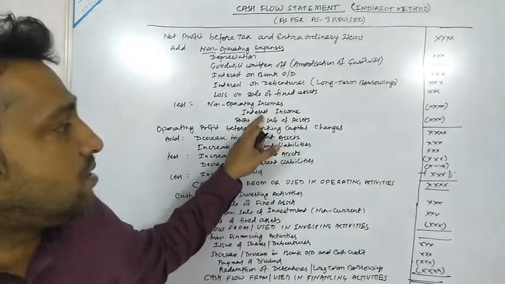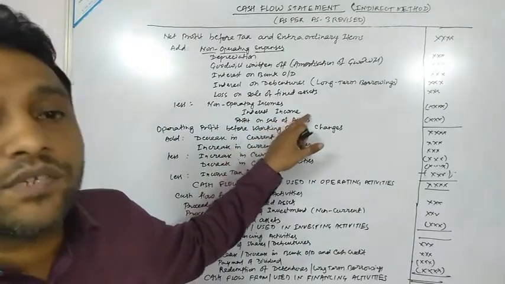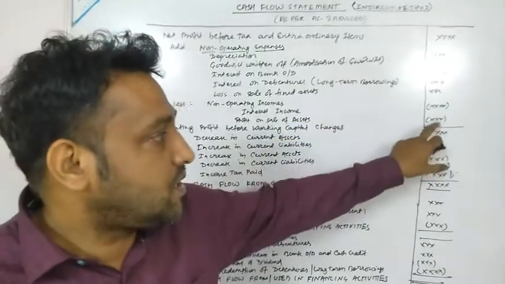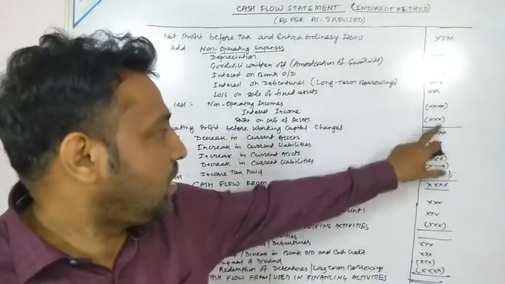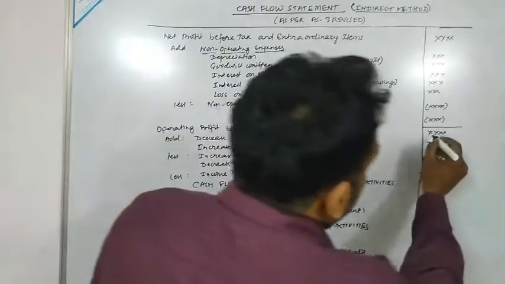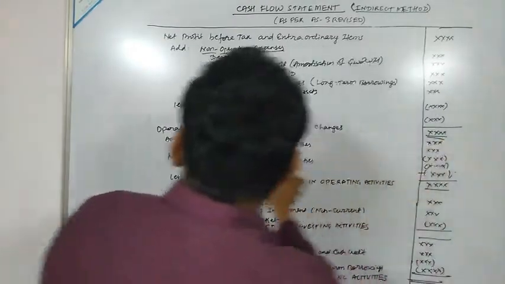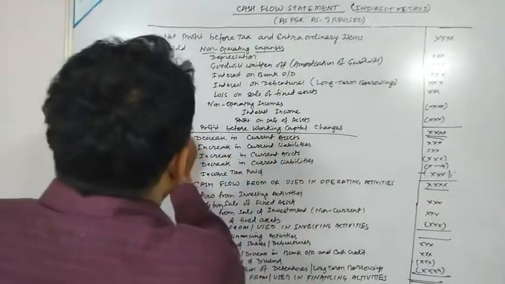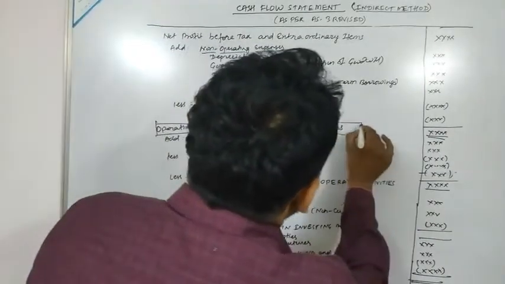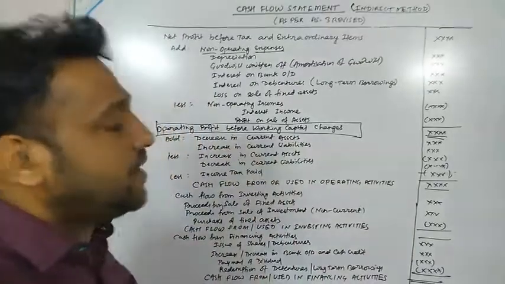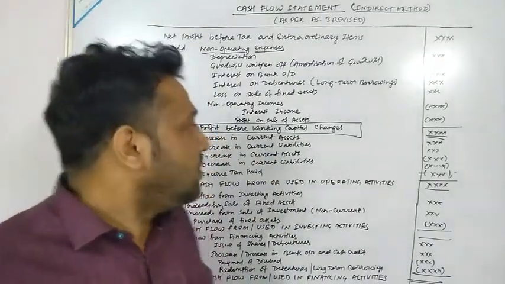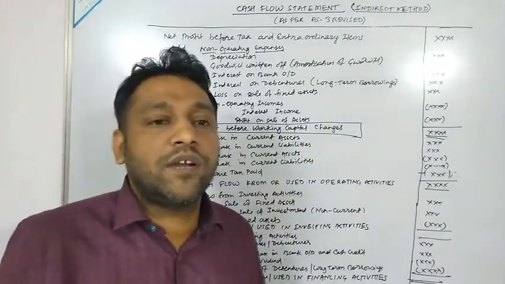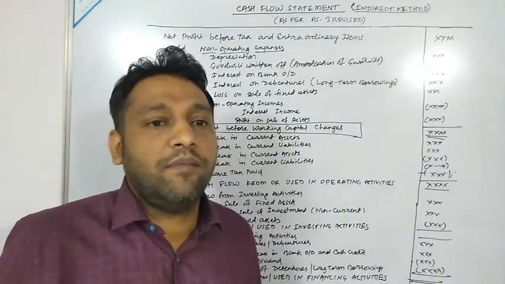What does it include? Interest income or interest on investment, then profit on sale of assets. The bracket sign indicates the negative figure. Whatever answer you get after the calculation, that amount would be known as operating profit before working capital changes. It can be profit, it can be loss. Why before working capital? Because till now we have not adjusted the current assets and current liabilities.